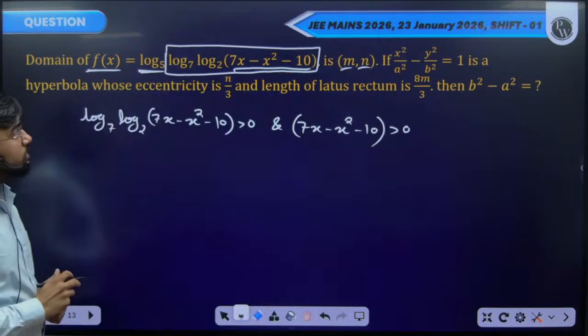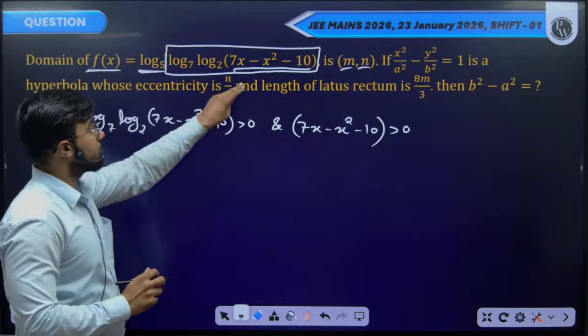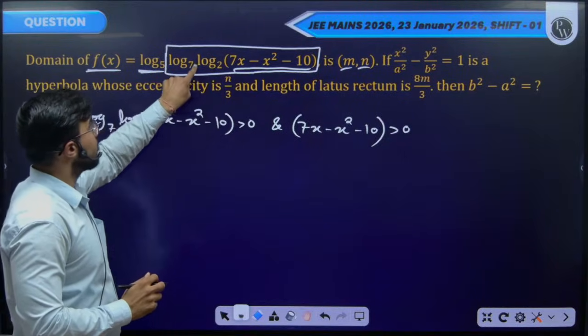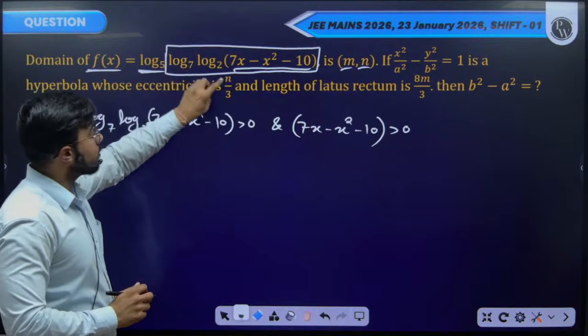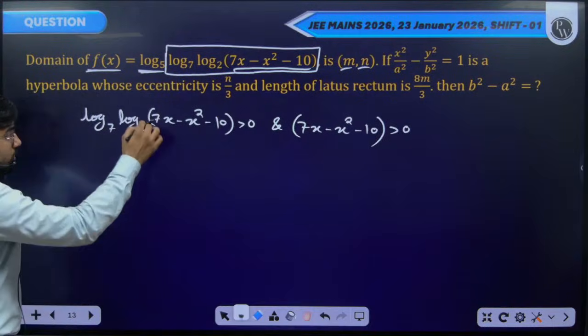This must be positive. Can it be 1? We have to check it. If it is 1, then it becomes 0. For 0, it becomes not defined, right? So we'll do it later. So first solve these two parts.